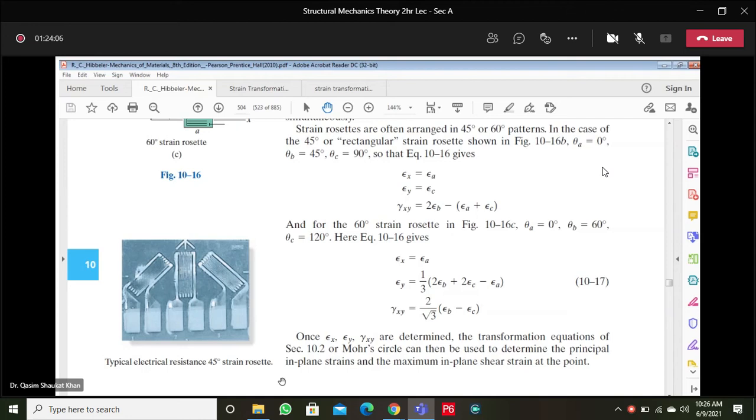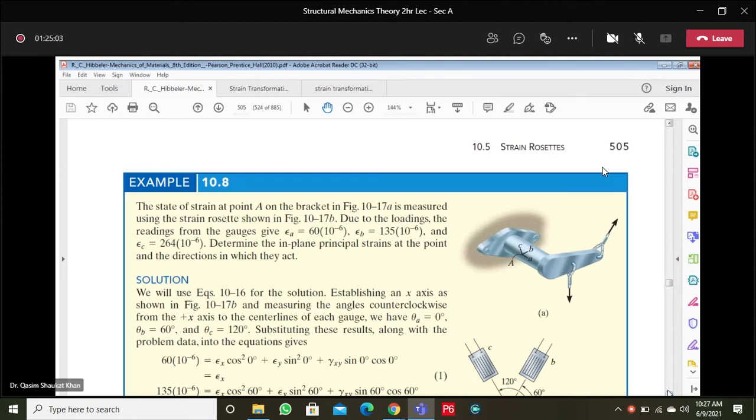Any question? Is the strain rosette solution clear to everyone? Clear? Yes, sir. Yes. If this is clear, then we are heading towards the numerical.